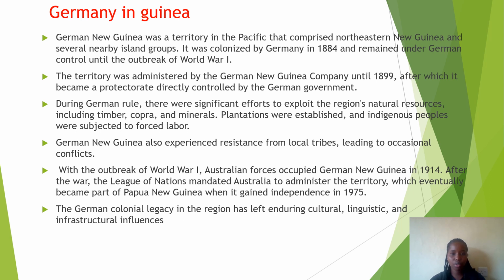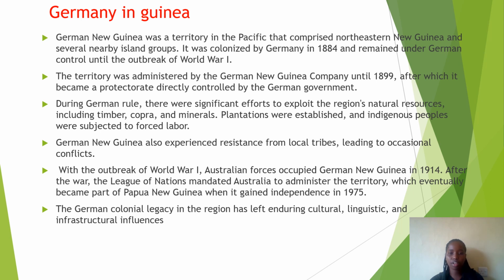German New Guinea was a territory in the Pacific that comprised northern New Guinea and several nearby island groups. It was colonized by Germany in 1884 and remained under German control until the outbreak of World War I. The territory was administered by the German New Guinea Company until 1899, after which it became a protectorate directly controlled by the German government.